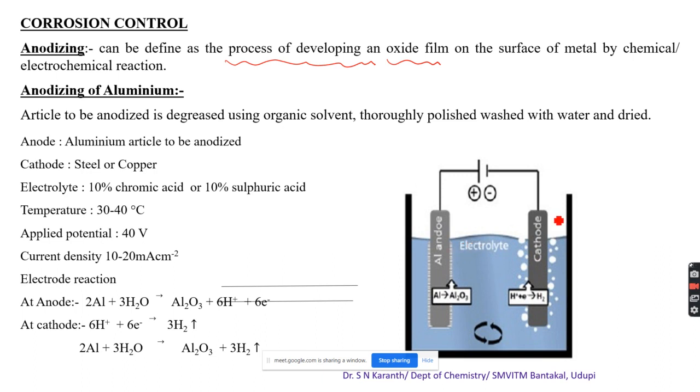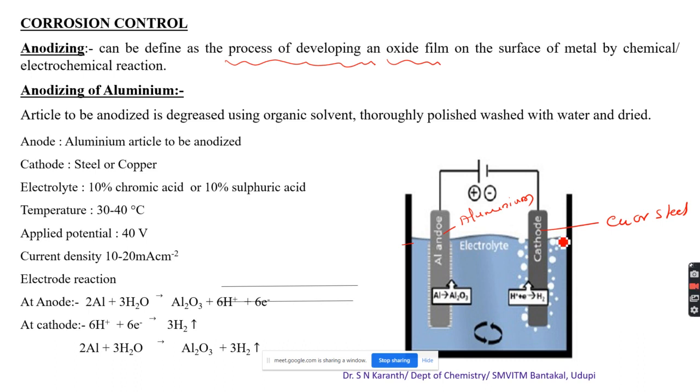The cathode is made up of copper or steel. The copper or steel is taken as cathode. Aluminium is the anode, and the cathode is copper or steel. And in the electroplating bath, we have to take a component which is able to form oxygen, and it combines with aluminium forming an oxidized product, or helps the oxidation reaction.